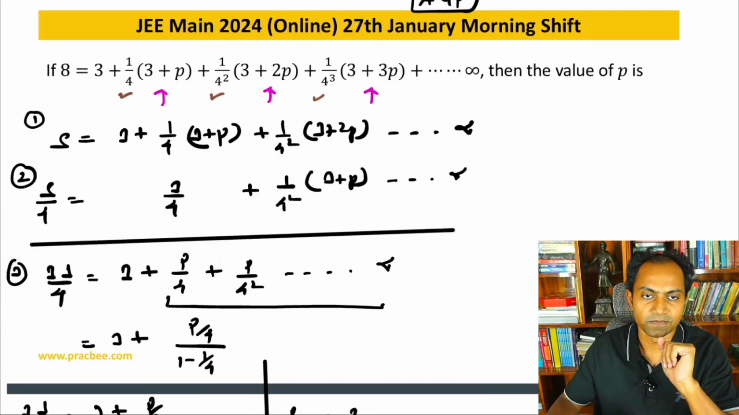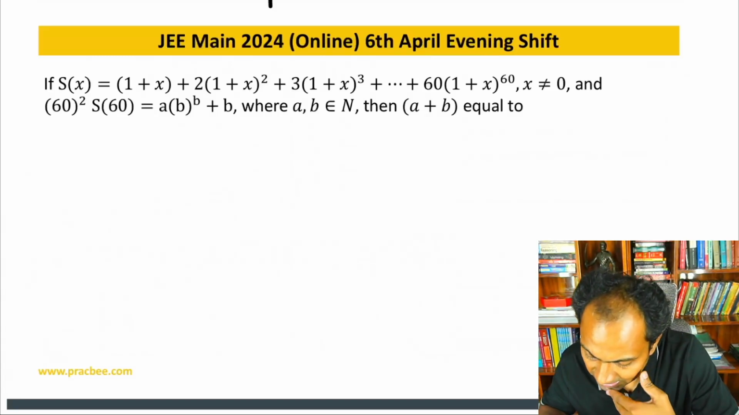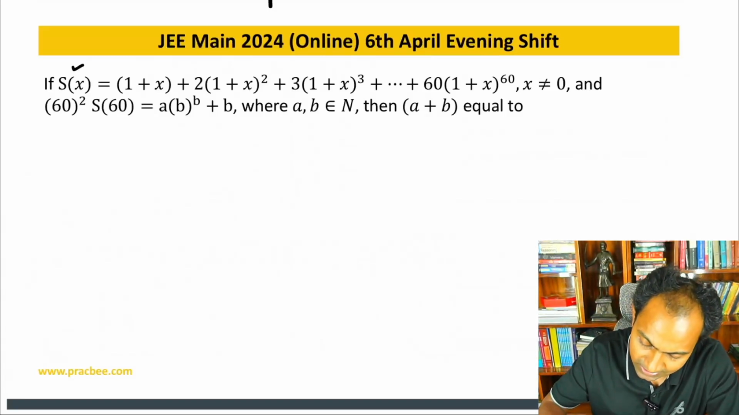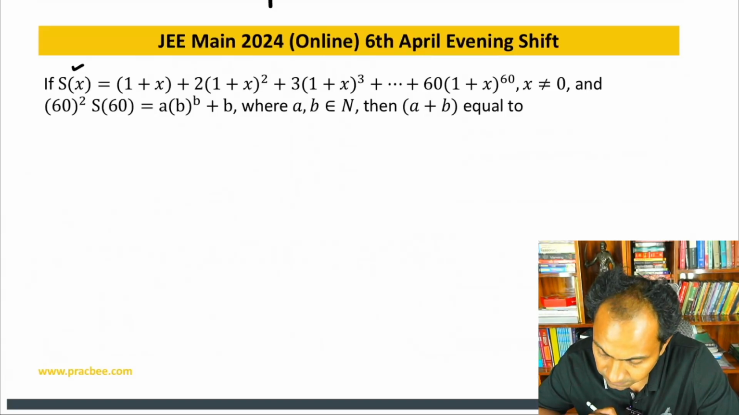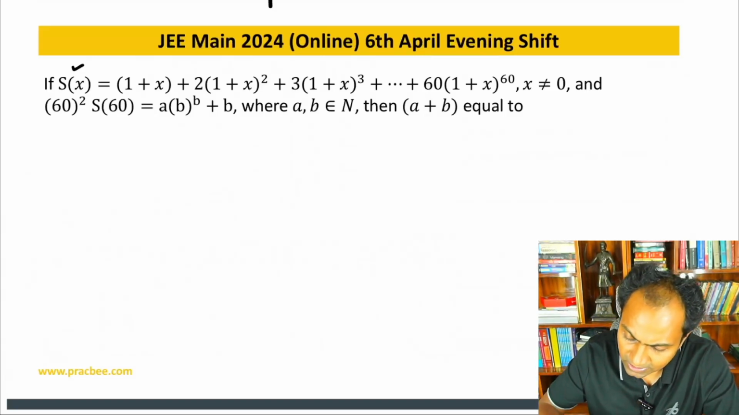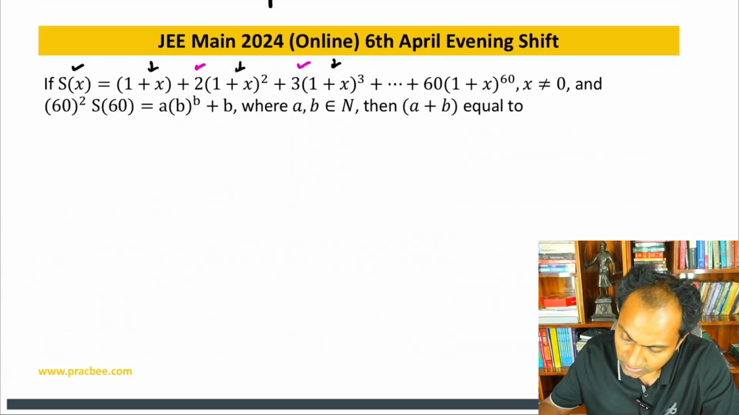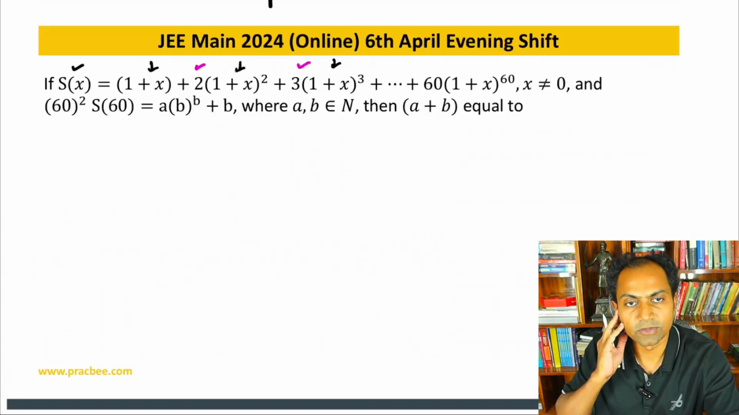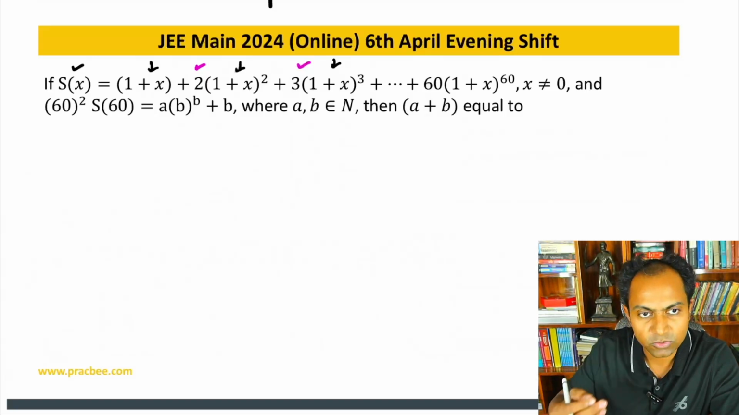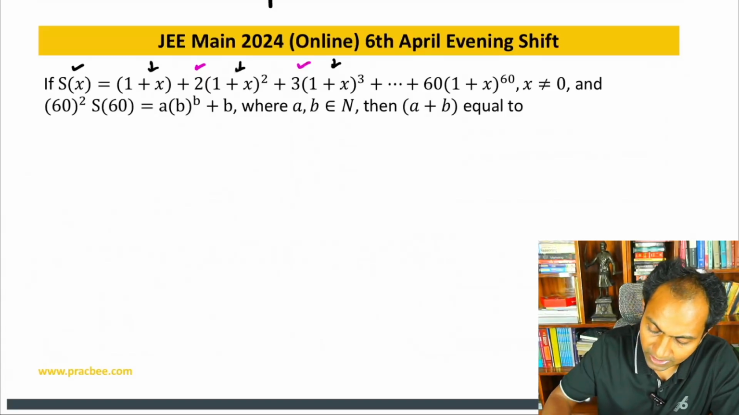If I move towards this 2024 question, it says that again you have been given a series S(x) = 1 + 2(1+x) + 3(1+x)^2 and so on. You can again see that this (1+x) power is nothing but the GP term. And this 1, then 2, then 3 is nothing but the AP term, so this is nothing but an AGP. If I want to solve this question and find the value of S and then ultimately the answer, I will have to follow the same steps.